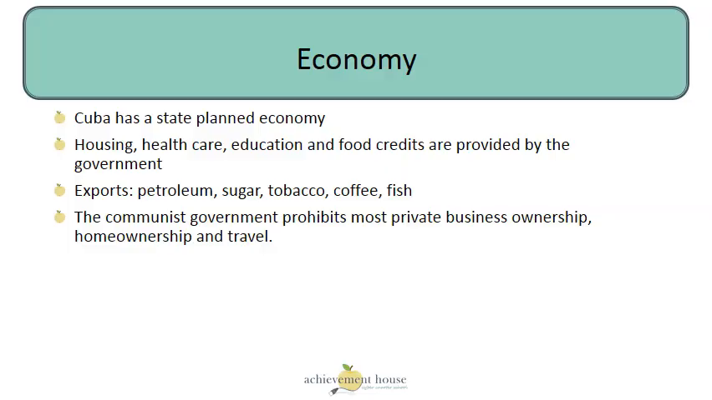The economy of Cuba is impacted by the Communist Party. Cuba has a state-planned economy. Housing, healthcare, education, and food credits are provided by the government. Cuba exports petroleum, sugar, tobacco, coffee, and fish products. The communist government prohibits most private business ownership, home ownership, and travel.